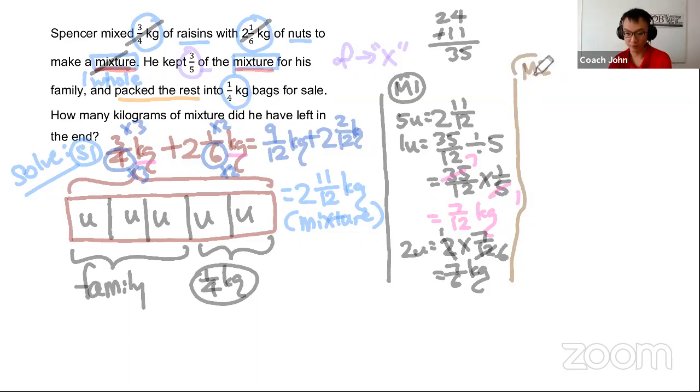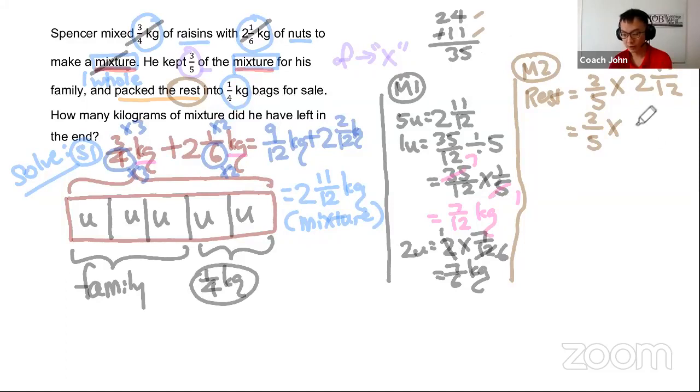in math, okay? So method 2 will be 2 out of 5. So pack the rest. So let me call it rest. So it will be 2 out of 5 because it's 2 out of 5 units times 2 whole and 11 over 12. Yeah, so let me just counter check. 2 times 12 is 24. 24 plus 11 is 35. So it's 35 over 12.